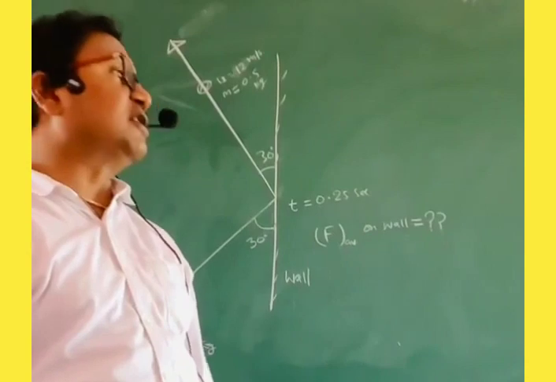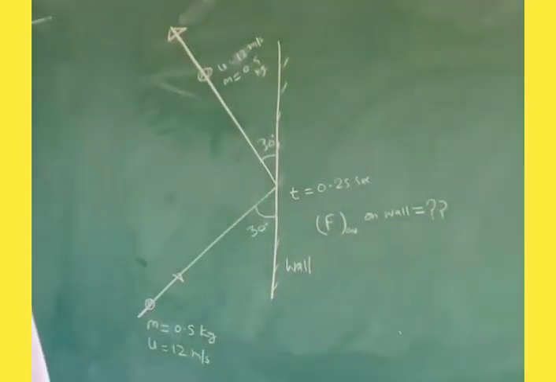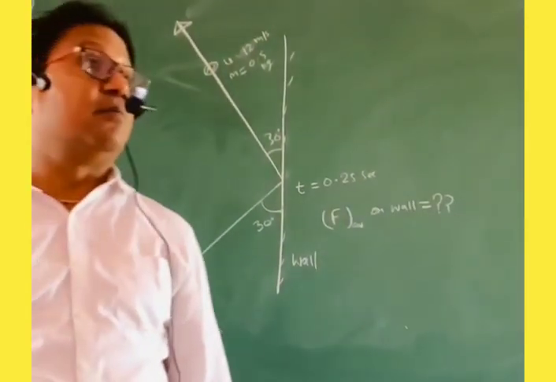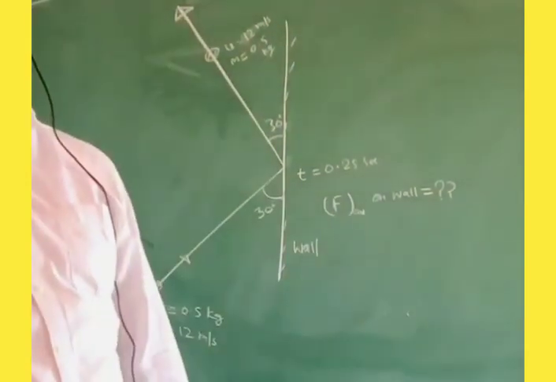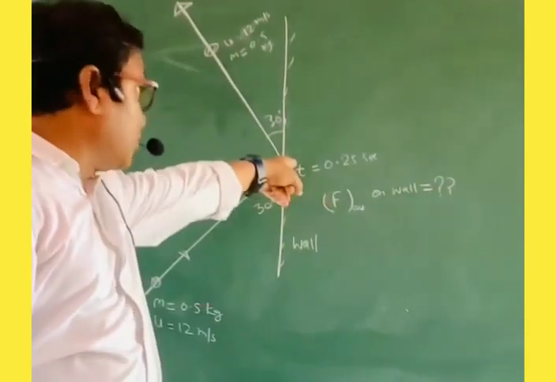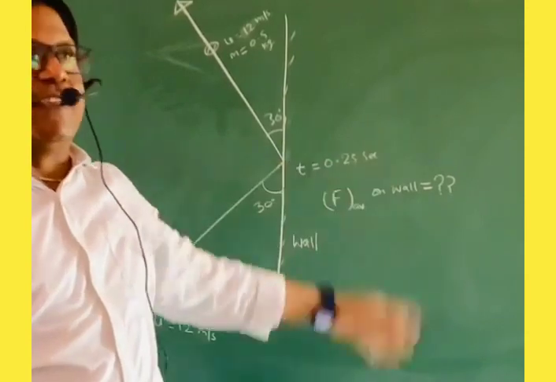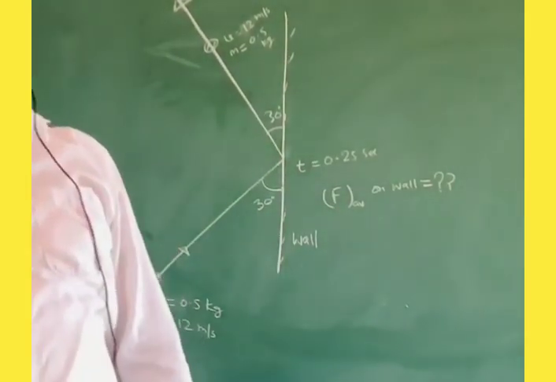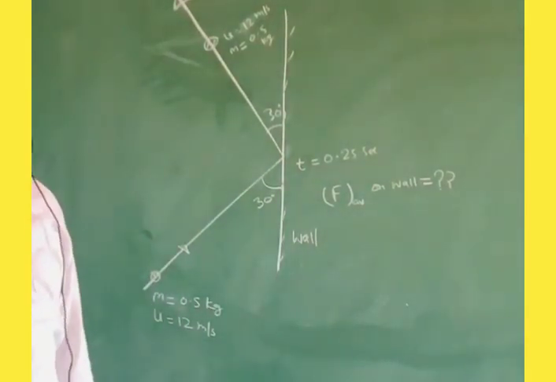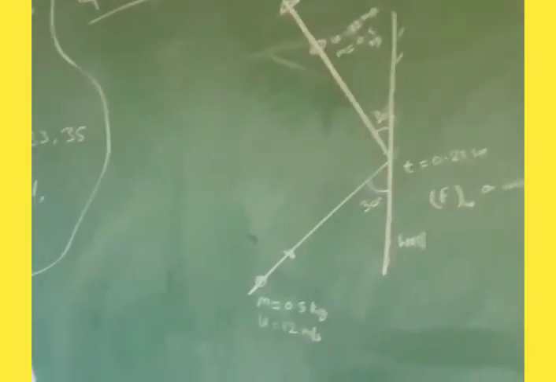So remember Newton's second law, that is force equal to rate of change of momentum, that is delta P by delta T. Delta T is also given. This T is basically delta T for time of contact. Okay. So you need to find delta P, that is the change in momentum.